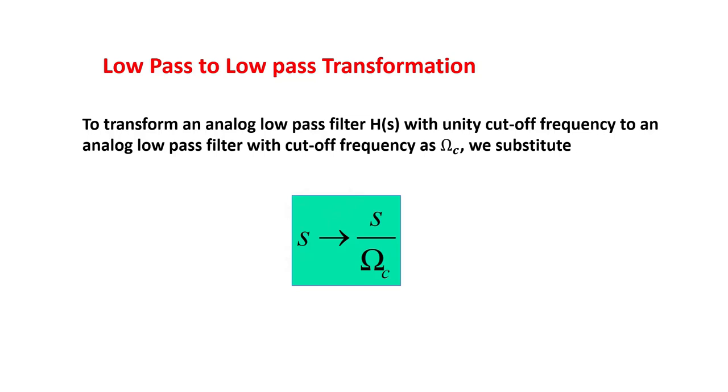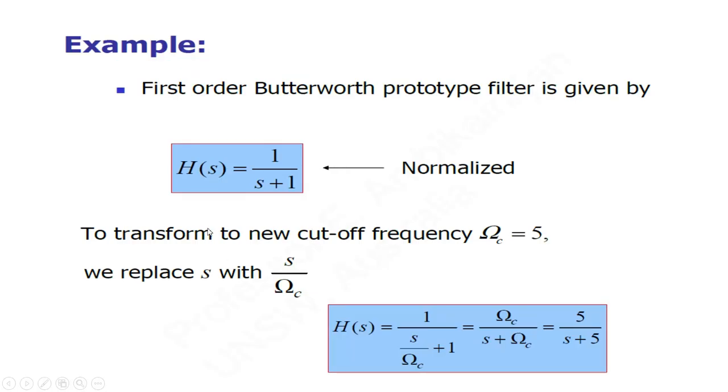This is the same transformation, which is from low pass to low pass. But this is if the cutoff frequency is a unit frequency, and if we want to transform it to some other frequency, that we have already done in the previous example. So this transformation says that to transform an analog low pass filter with unity cutoff frequency to an analog low pass filter with cutoff frequency omega c, we substitute s with s by omega c, that we have already done. Okay, we can take another example of the first order Butterworth filter.